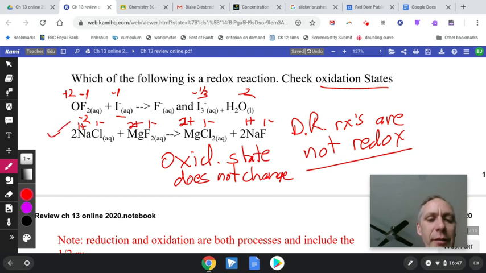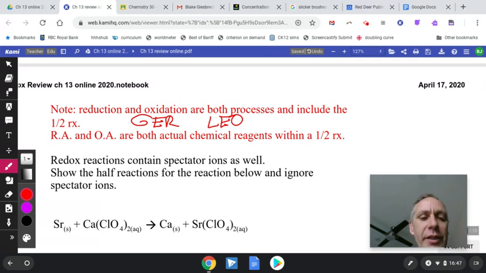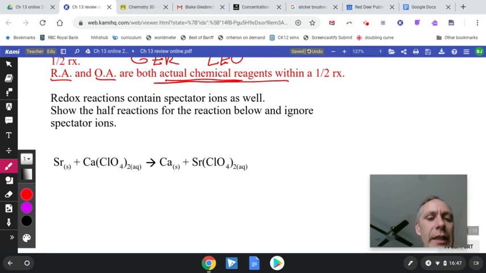And so are acid-base reactions, which we'll look at in chapters 15 and 16. Okay, reduction and oxidation are both processes. They include the half reaction, GER and LEO. So you're looking at the entire half reaction and calling it reduction or oxidation. When you are asked to identify the reducing agent or the oxidizing agent, it's an actual chemical that's inside the half reaction. So in this one, let's break this thing apart, and we're going to do it quickly.